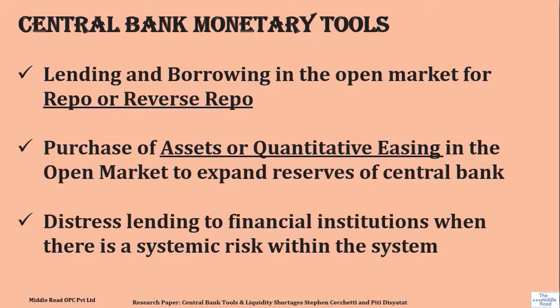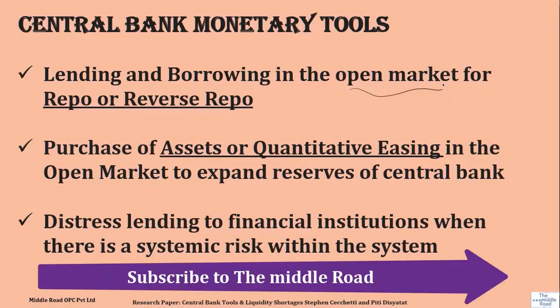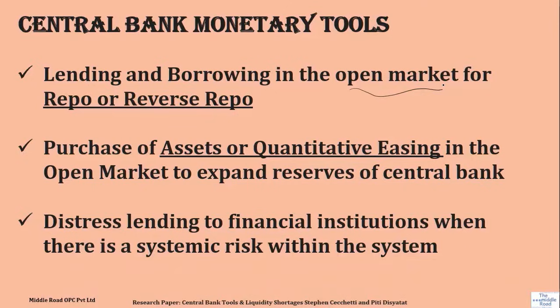And when we're talking about open market, there's a special module which you need to refer to, to have a fair bit of idea what an open market is. So they use it for repo and reverse repo. The other way is that they purchase assets or do quantitative easing in the open market, permanent, this part. And the third is they give distressed lending to financial institutions when there is systemic risk within the system.